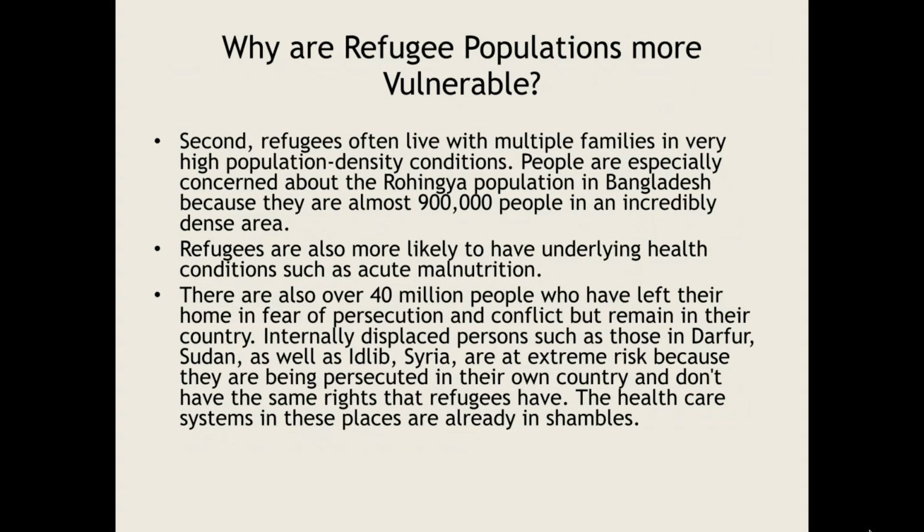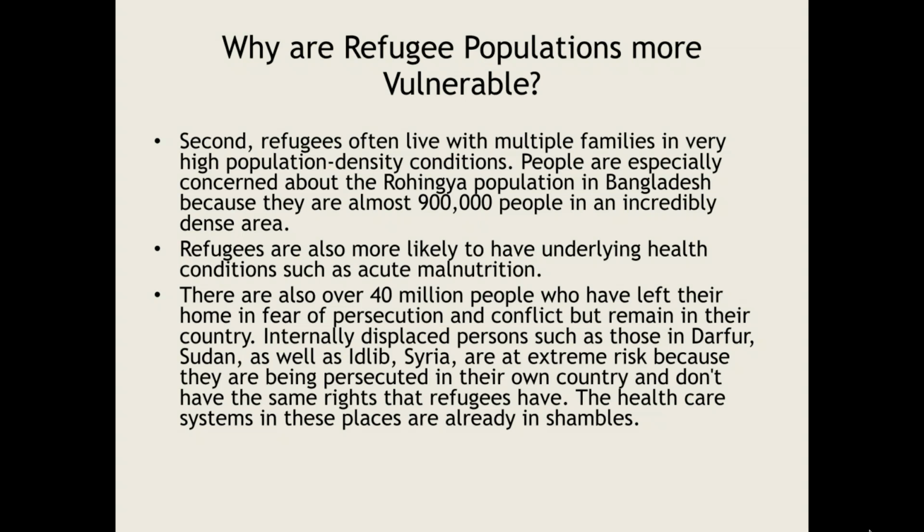Refugee populations are more vulnerable. They often live similar to the families in the United States, multiple families in high population density conditions. People are especially concerned about the Rohingya population in Bangladesh, which I'm sure Cindy can tell us about. There are almost 900,000 people in an increasingly dense area. They're also more likely to have underlying health conditions, such as acute malnutrition.